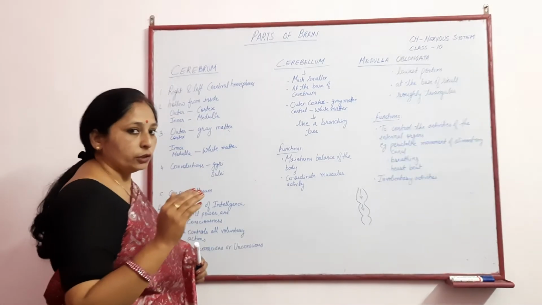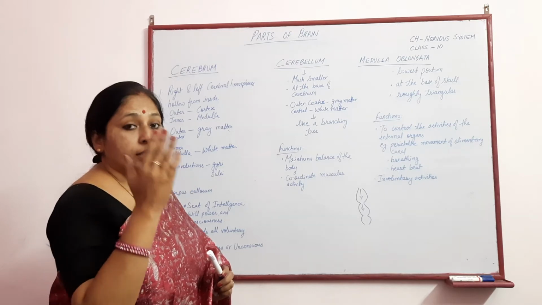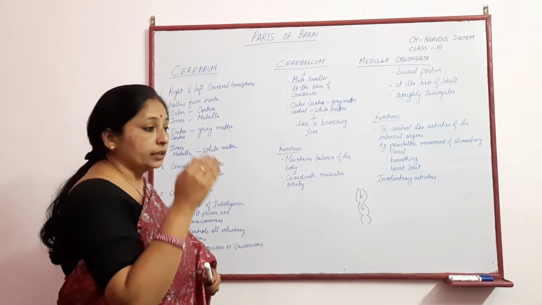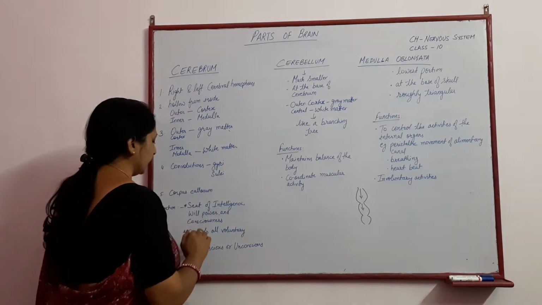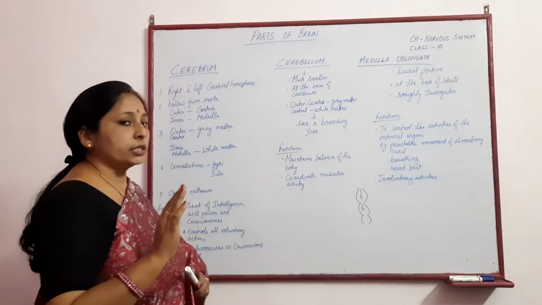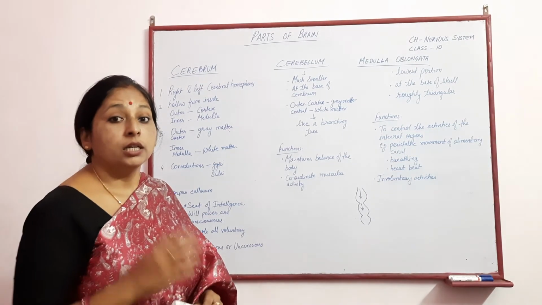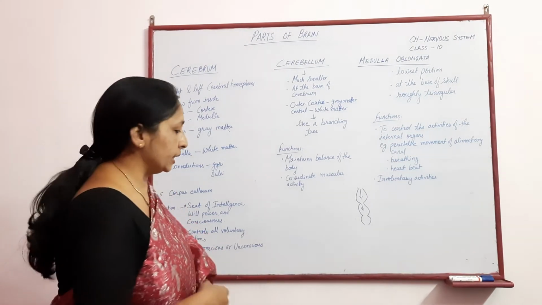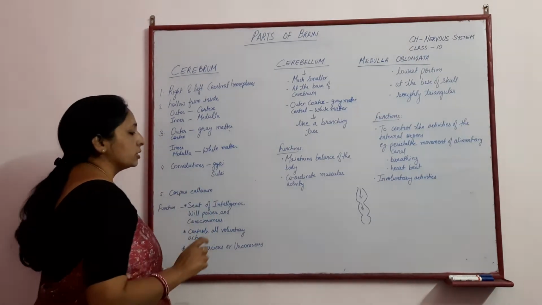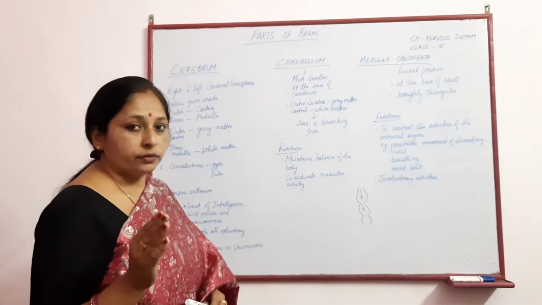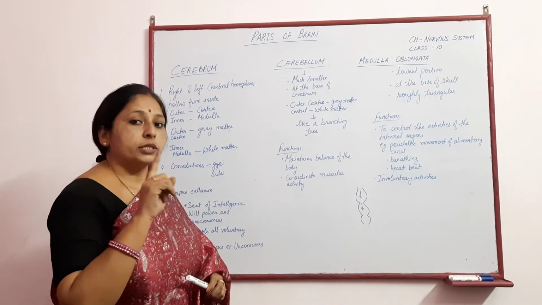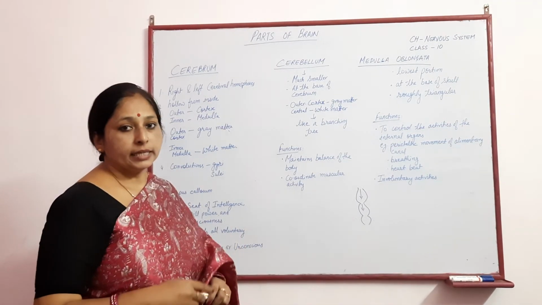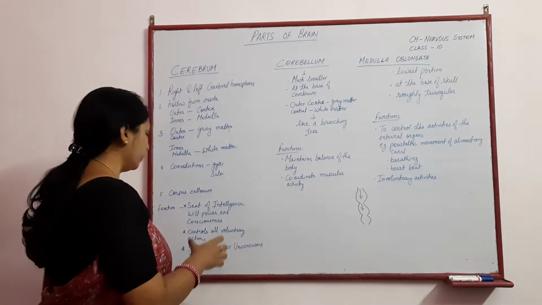It contains convolutions. The upper ridges are termed as the gyri and the lower portions are termed as sulci. Role of convolution is to increase the surface area to accommodate more neurons. More neurons means more intelligence. Corpus callosum is a membranous covering connecting two hemispheres, that is the right and left cerebral hemisphere.